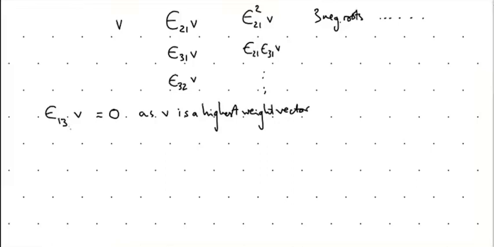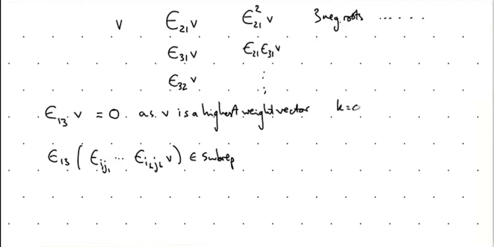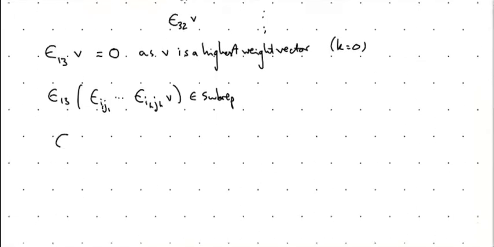So my inductive hypothesis is going to be that E13 of Ei1j1 up to EikjkV is in the subrepresentation. In other words, the subspace spanned by these guys. So this is supposed to be true up to some number of k's. This is the case k equals 0, base case. I want to prove it's true for k plus 1 things. Okay, so let's just check.